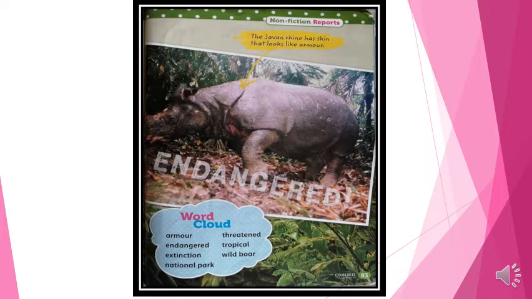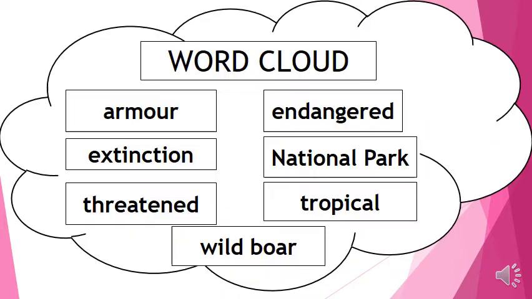Now come to the word cloud. So what is the meaning of armor? I have told you before. Yes, you are right. Armor is the metal covering worn to protect the body in battles. Come to the second word. Endangered. Endangered is seriously at the risk of extinction or the risk of dying. What is the meaning of threatened? Threatened means warning.